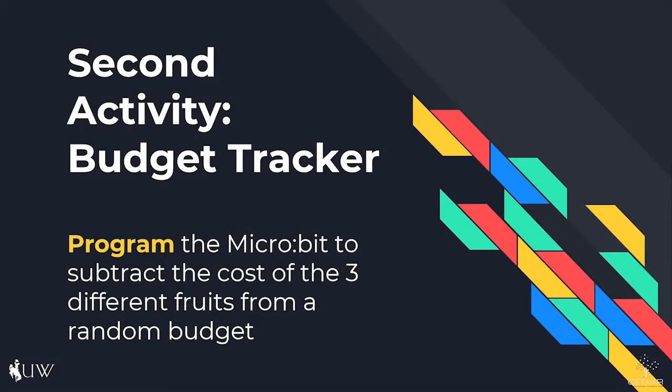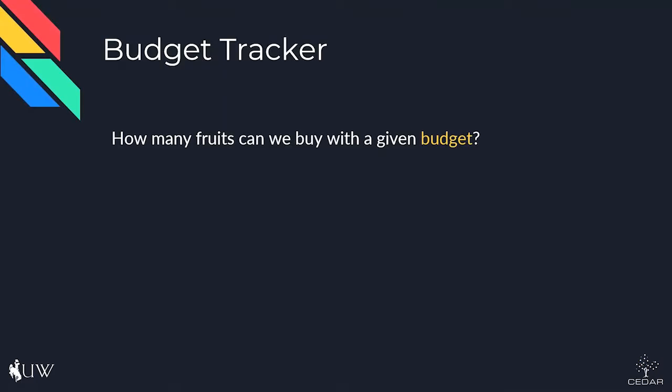For our second activity, we're going to make a budget tracker. What we're going to do is program our microbit to subtract the cost of our 3 fruits from a random budget between $10 and $15. What we want to do with this project is determine how many fruits we can buy with a given budget.